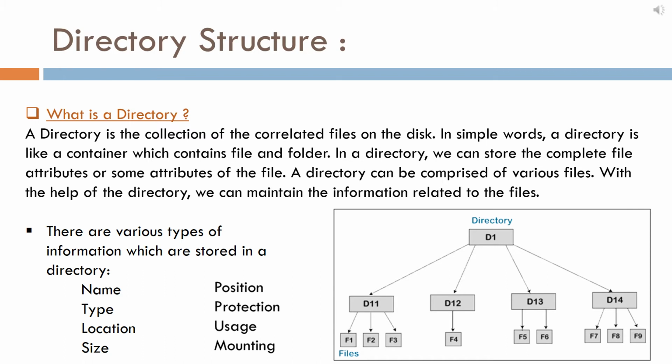Next, position. Position means the position of the next read pointer and the next write pointer. The next one is protection. Protection means access control, like read, write, delete, execute. The next one is uses. Uses means the time of creation, modification and access, etc. And the last one is mounting. Mounting means the root of a file system is grafted into the existing tree of other file systems.